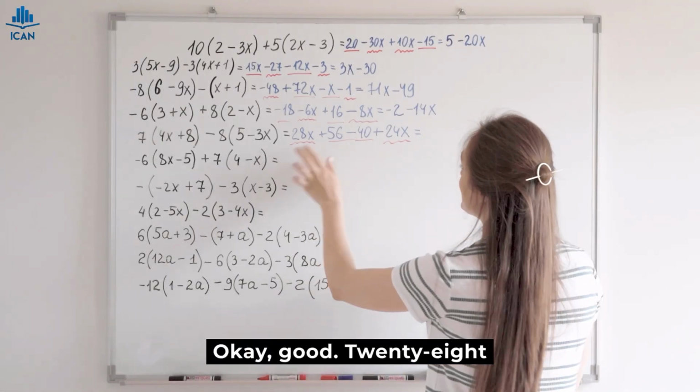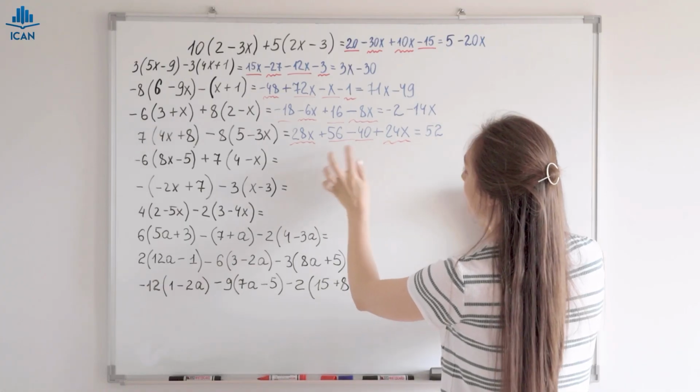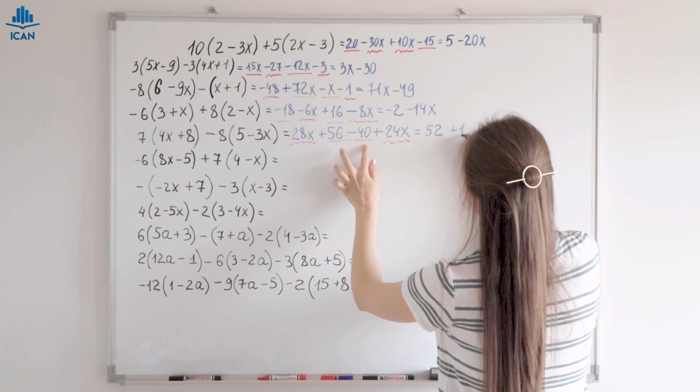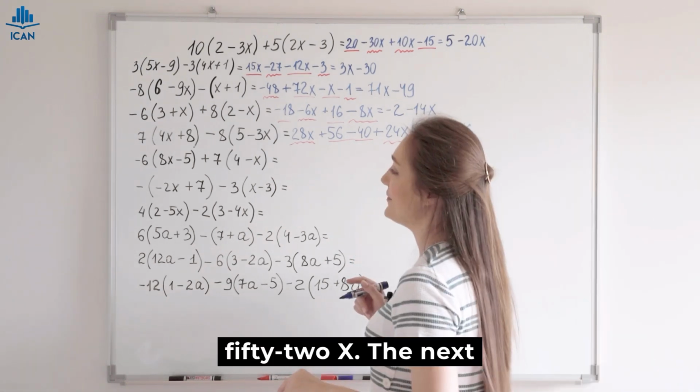Okay, good. 28 plus 24. How much is that? 52. And 56 minus 40 will be plus 16. And here I lost x, 52x, the next example.